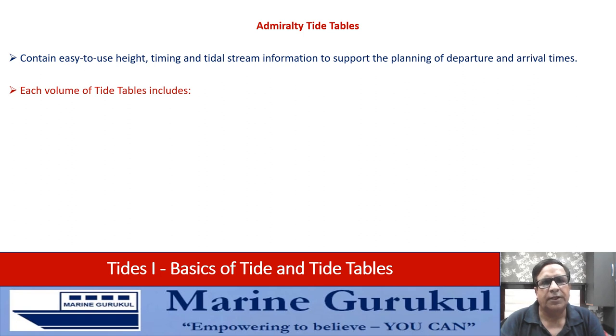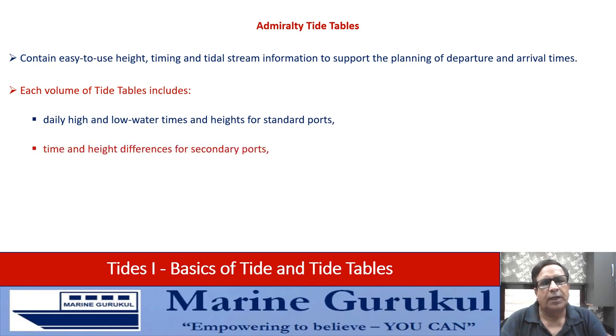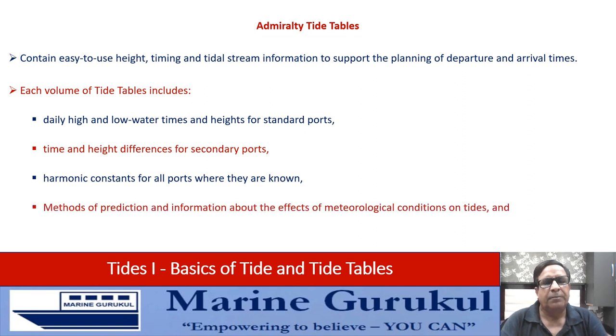Each volume of the tide tables, referred to as ATT, Admiralty tide tables, includes daily high and low water times and heights for standard ports, time and height differences for the secondary ports, harmonic constants for all ports where they are known, methods of prediction and information about the effects of meteorological conditions on tides, and additional information on exceptional factors provided for each area.